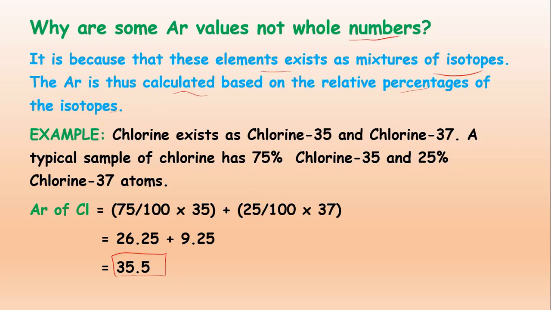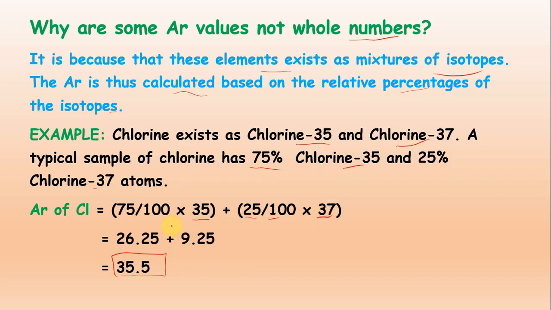Now suppose, for example, chlorine exists as chlorine 35 and chlorine 37. A typical sample of chlorine has 75% of chlorine 35 and 25% of chlorine 37 atoms. So how can we find the relative atomic mass? Now look here: 75 out of 100, multiplied by the isotope, that is 35. Then we add 25 out of 100, divided by 100, multiplied by chlorine 37, the atomic mass.